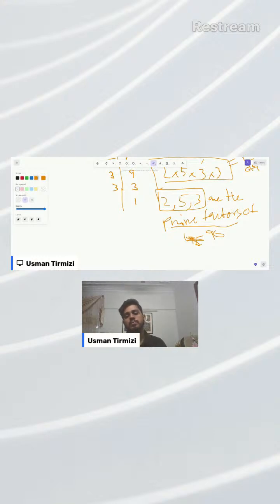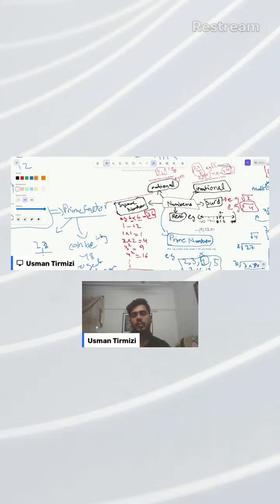So, things that we've learned today: what a rational number is, what an irrational number is, what surds are, what square numbers are, what real numbers are, and what prime numbers are. We've learned how to take out the LCM of a number, and how to take out the factors of any number. So what basically are factors? Factors are numbers which can divide any number.